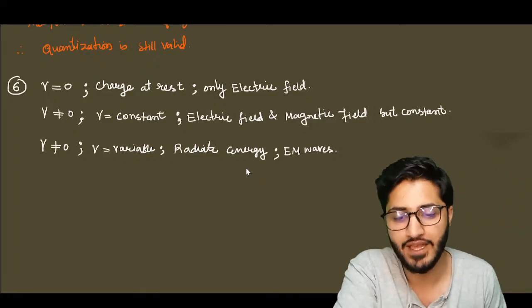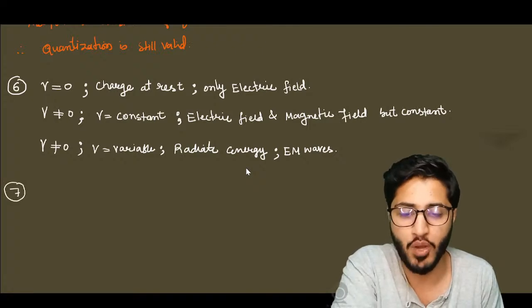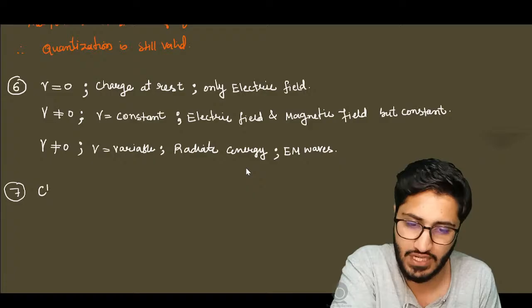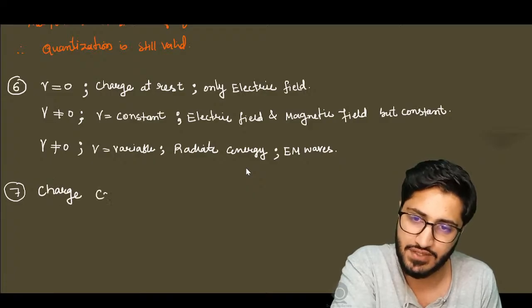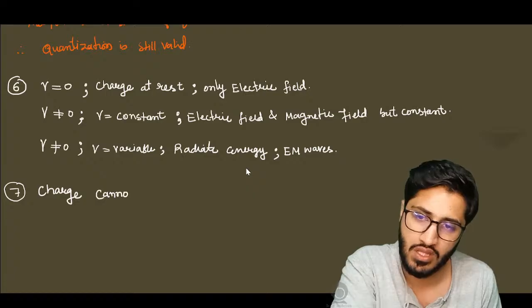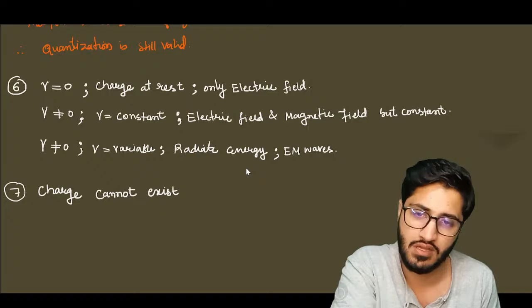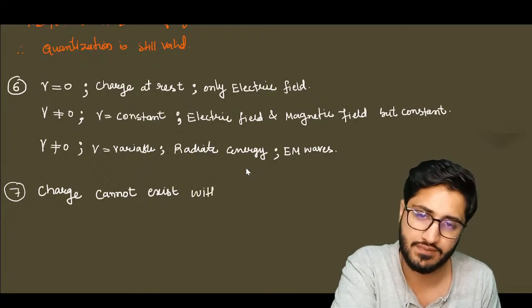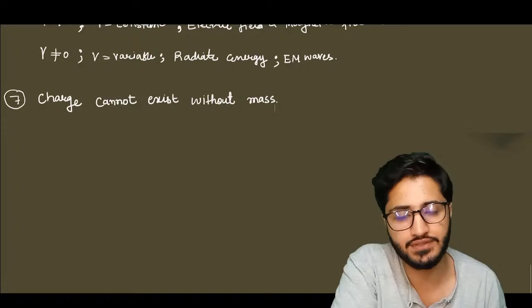Done? Now property number 7: charge cannot exist without mass.